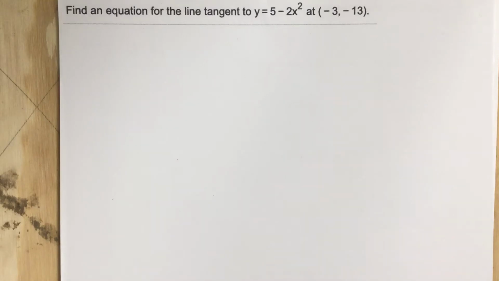This is problem number 1 from section 3.1. In this problem it says find an equation for the line tangent to y equals 5 minus 2x squared at negative 3 comma negative 13. So they want us to find the equation for a tangent line. They give us a function y equals 5 minus 2x squared. First thing we need to do is find the slope so we can actually find the tangent line afterwards.